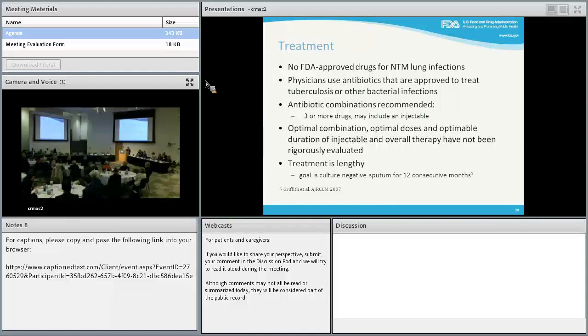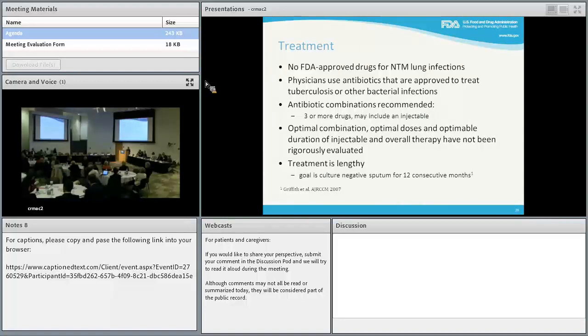So I'm going to switch gears to treatment, and we'll hear more about treatment later this afternoon, so I'm not going to go into it in much detail. But briefly, there are no FDA-approved drugs for NTM lung infections. Physicians in practice will use antibiotics that are approved to treat tuberculosis or other bacterial infections. In general, these antibiotics that are used, so-called off-label, may be used for longer durations and in different populations than those in which they were approved in. And sometimes the side effect profile may be different.